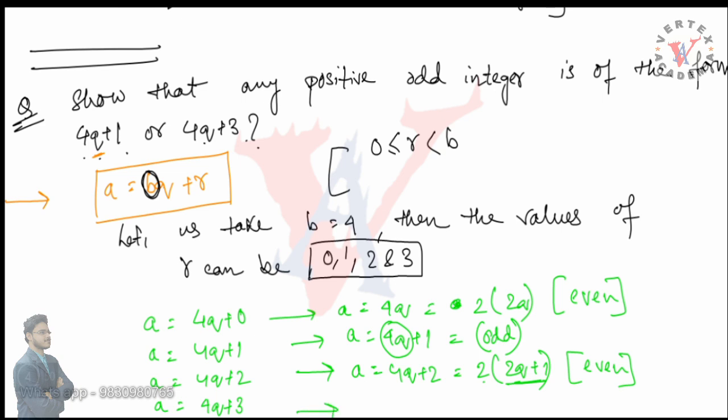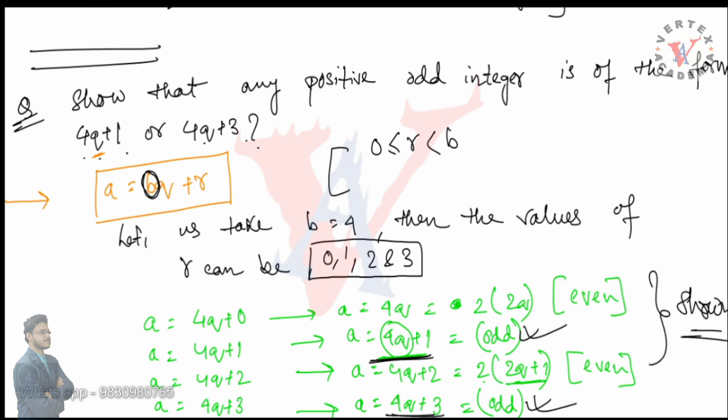And the last one, a equals 4q plus 3. Now any even number plus an odd number, 3, will always be an odd number. So this is also odd. So finally we can say that out of these 4 combinations, only 4q plus 1 and 4q plus 3 came out to be odd. The rest are even. So basically we have shown the thing: any positive odd integer is of the form 4q plus 1 or 4q plus 3.